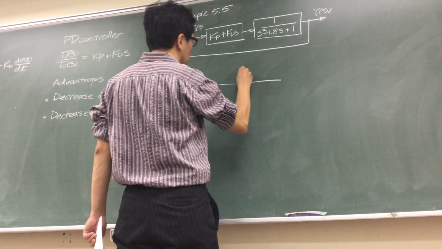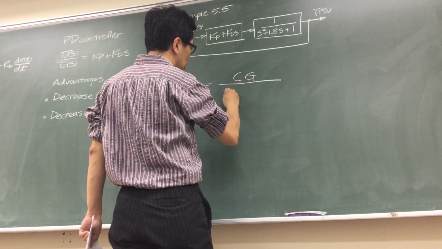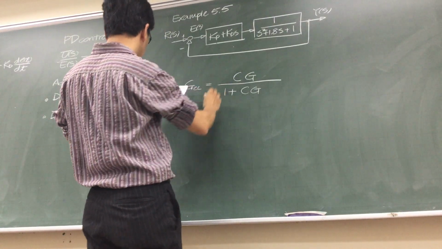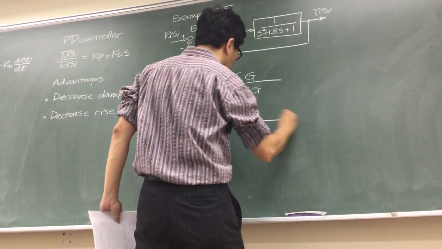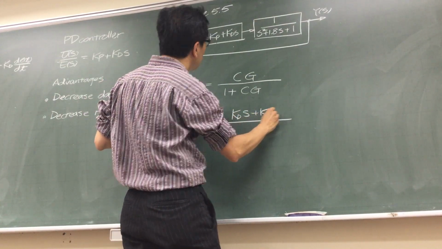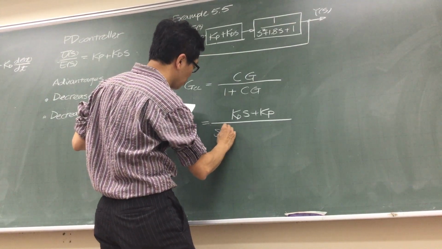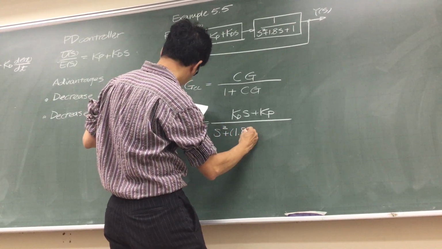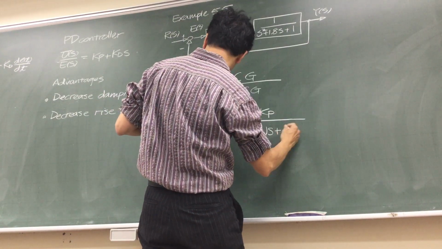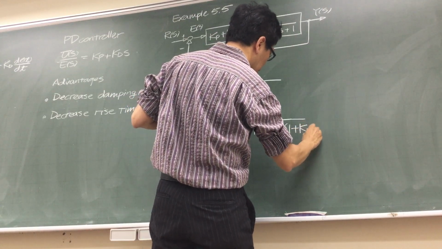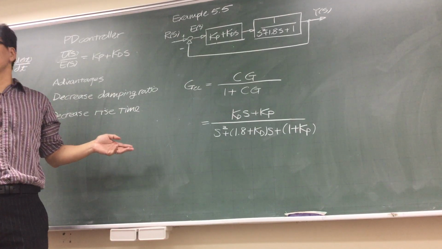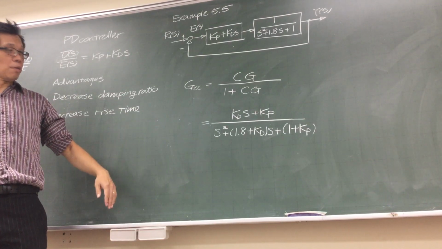It is going to be controller multiplied by plant over 1 plus CG. So if we put everything together, the transfer function is going to be Kds plus Kp over s squared plus (1.8 plus Kd)s plus (1 plus Kp). Okay? Nothing fancy, and everything has been discussed before we see this transfer function.